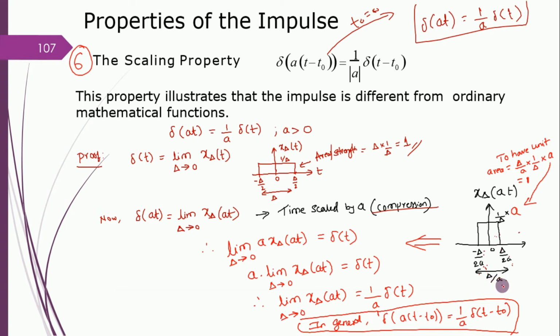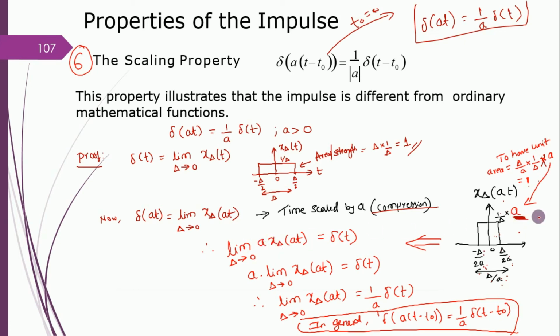But here the width has become delta by a. Initially its amplitude was 1 by delta. So to make the area equal to 1, to make the strength equal to 1, what extra thing I need to add is a, or the amplitude should be raised to a by delta to keep its area constant. So now when the width becomes delta by a, the amplitude becomes a by delta. That is what you need to understand here. So hence, limit of delta tends to 0, a into x delta of at. Here x delta of at is time scaled, and I am amplitude scaling with an extra a.